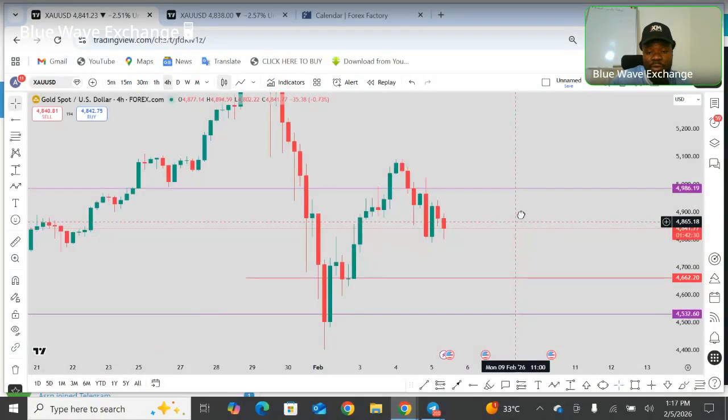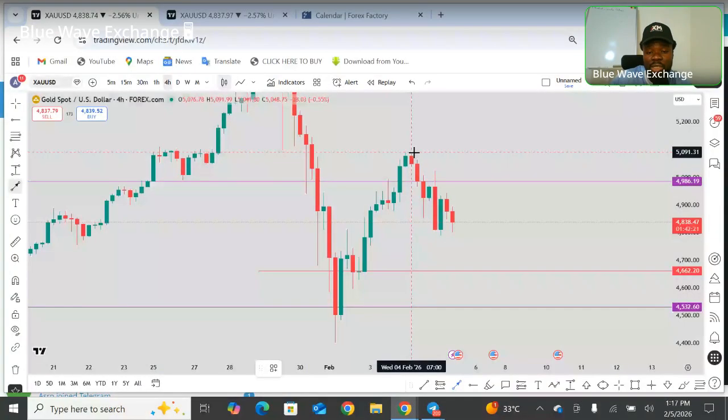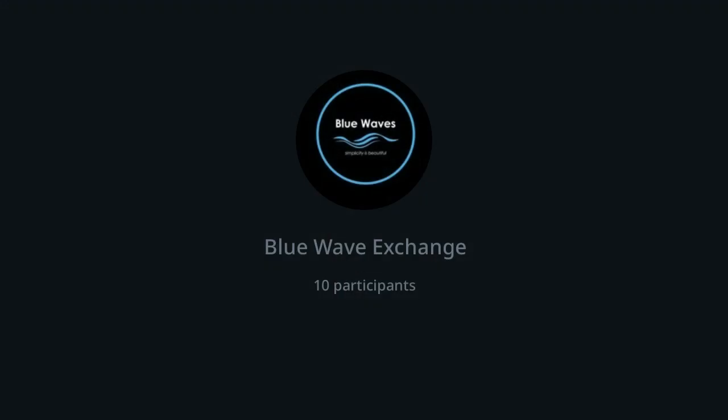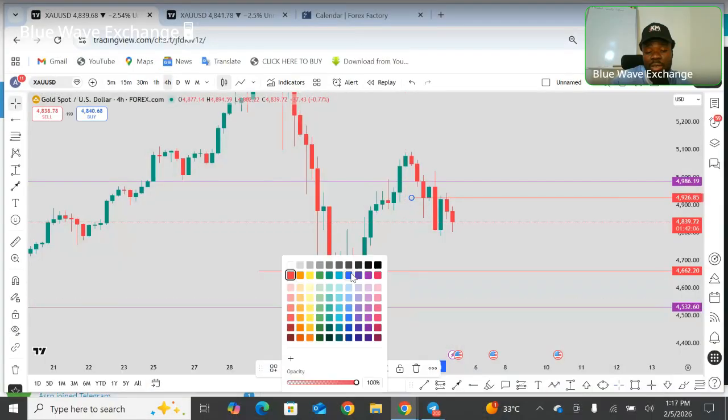Looking at the H4 time frame, what's the trend? The trend is a downtrend. Price has broken these highs or lows over here. The moment this candle closed, it pulled back over here. So this morning, as I was saying, this is where there was an entry. There was an entry over here.